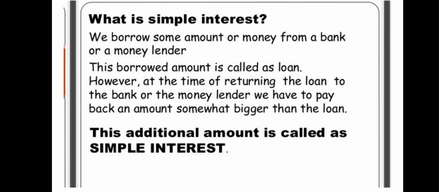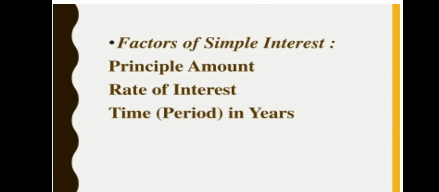So on the loan, the extra amount we give at the time of giving back the loan, that extra amount which is charged, is called the simple interest. So the additional amount on the loan is called simple interest, because at the time of returning the loan we have to pay some extra amount since we have used that loan amount. That is why we have to make some extra payment on our loan, and that additional amount is called simple interest. Let's understand with one example.